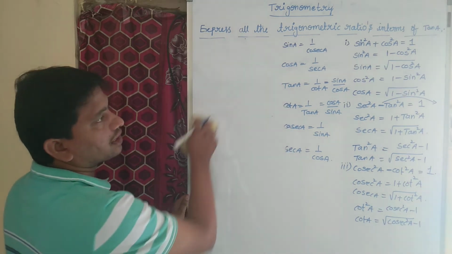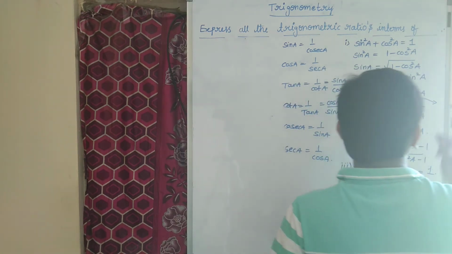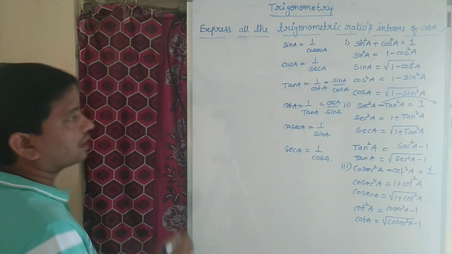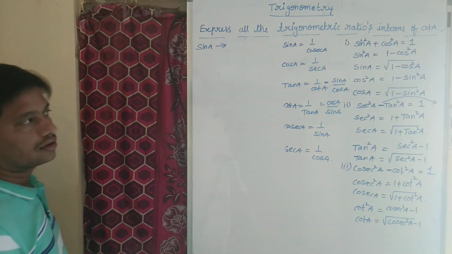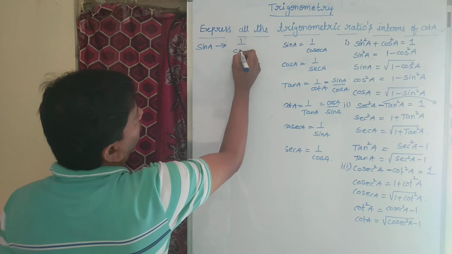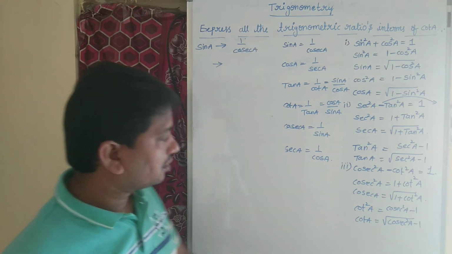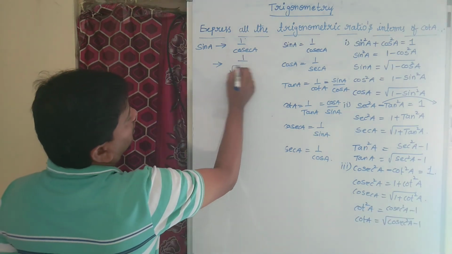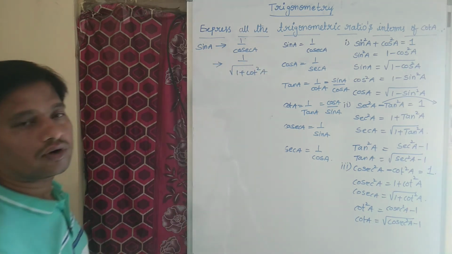Now let us express in terms of cot A. Coming to the first one, sin A. So what is sin A? Sin A is the reciprocal of cosec A. What is cosec A? Cosec A is nothing but root over 1 plus cot square A. See, sin we expressed in terms of cot.